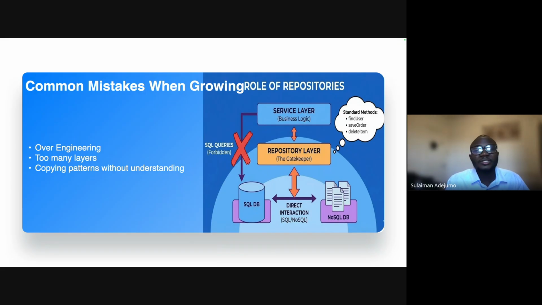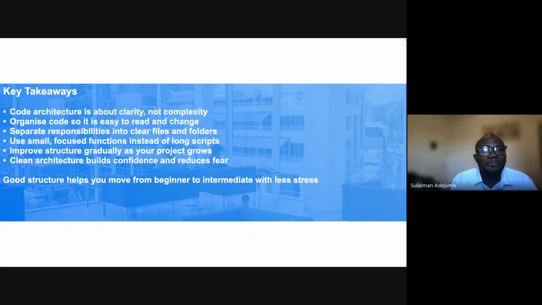So, the key takeaways to finish, I want to leave you with a few key ideas to remember. First, code architecture is about clarity, not complexity. The goal is not to make your project look advanced, but to make it easy to understand and to work with, right?